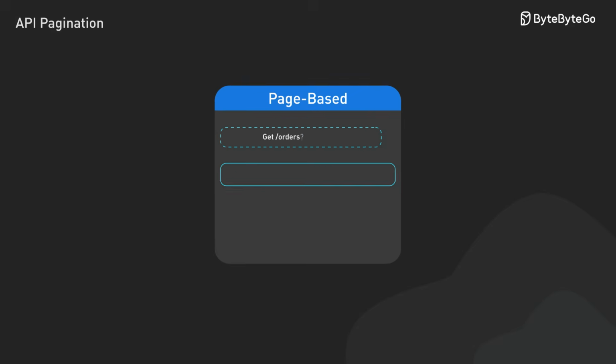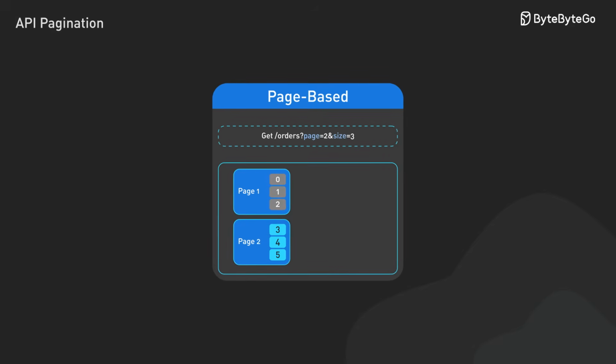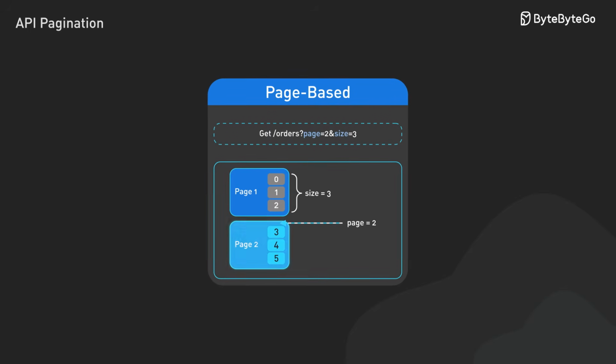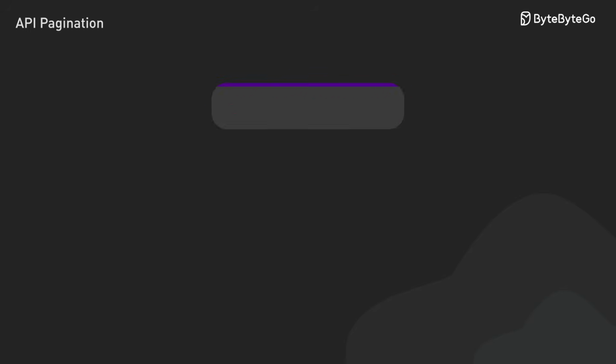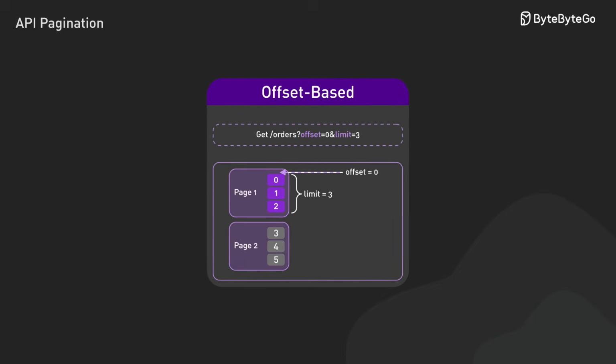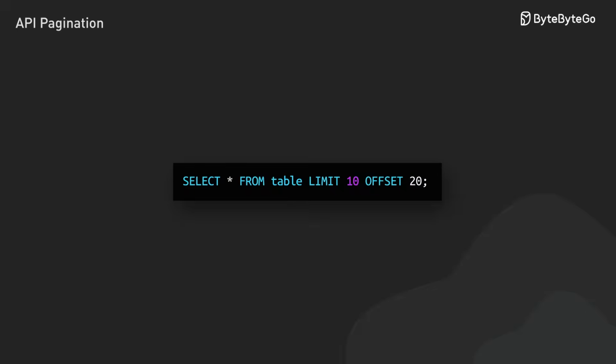With offset-based pagination, we have two forms. First, there's page-based, where we set how many items we want per page, then calculate where to start. Second, we have direct offset, where we use offset and limit parameters directly. Here's what a basic offset query looks like in SQL.